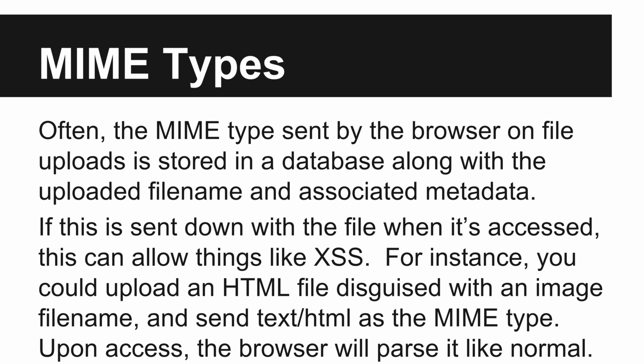MIME types are another interesting route for failure. Often the MIME type supplied by the browser is stored in a database along with a reference to the file on disk. Then this gets sent down to the browser when the file is accessed. This can lead to SQL injection, header splitting, which is something we'll talk about later, XSS, for instance, uploading an HTML file with the text HTML MIME type, but with an image file extension, and others.